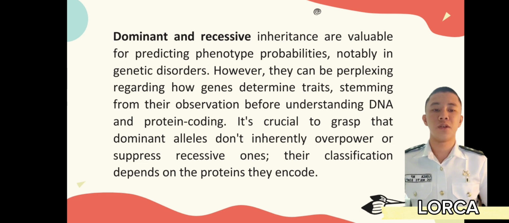Recessive alleles only show their effect when there are two of them. They are like quiet ones at the party who only speak up when they find someone just like them. So if you inherit two recessive alleles for a trait, that's when you'll see it in your appearance or behavior.